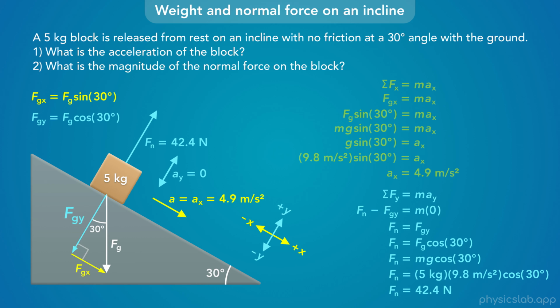Since the y component of the weight force is less than the weight force, the normal force is also less than the weight force when an object is on an incline. So that's an example of finding the acceleration and the normal force for an object on an incline with no other forces. In the future, there might also be friction or tension forces on the block, but we would work through those problems in the same way.